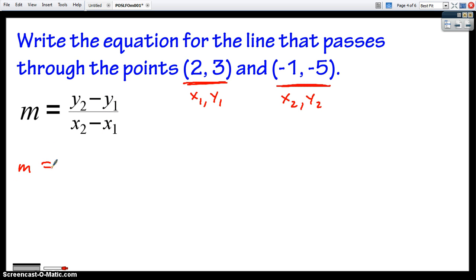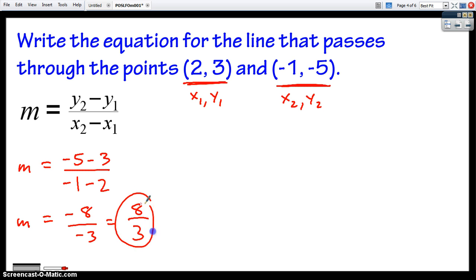So then I can do point-slope form. So let's see here, y2 is -5 minus y1, which is 3, over x2, which is -1, minus x1, which is 2. So I work that out, get -8 over -3, which, a negative and a negative is a positive, we get 8/3. So now we have a slope.